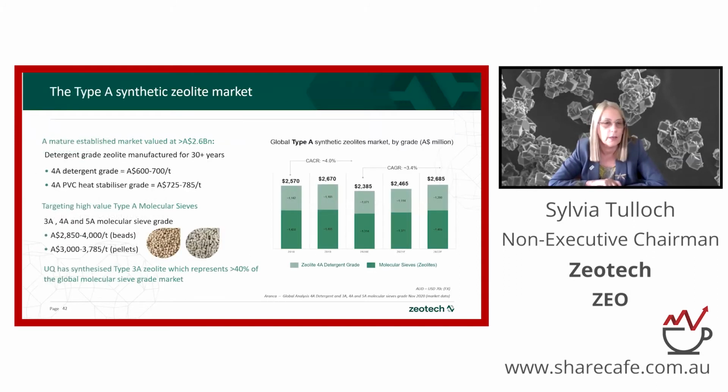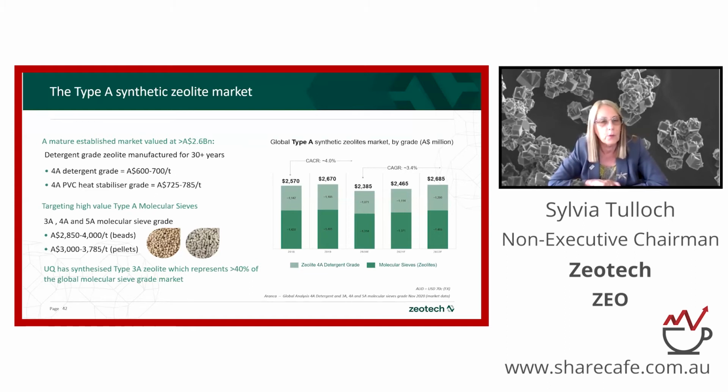Just a very short slide on the market, because this is not my expertise. If Peter Zato was speaking to you, he would give you a much better discussion about this. But let me just tell you that detergent grade, as I said, is not terribly pure. And for detergent grade, zeolites are at about $600 or $700 a tonne, a bit more expensive, a bit better grade required for heat stabilizers for PVC, $725 to $875.